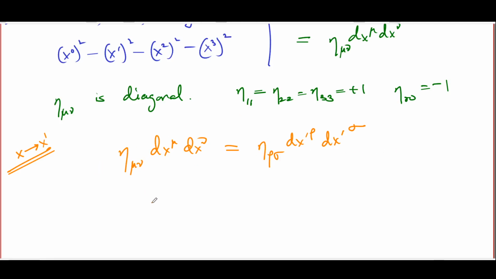By the way, this equation can also be written in the form eta rho sigma is eta mu nu del x prime mu by del x rho, del x prime nu by del x sigma, which should remind you of the transformation rule for a (0,2) tensor, if you know what that is. For the time being, we will not really need to know that, but we have discussed tensors, etc. elsewhere. So, if you want, you can also look up those videos.